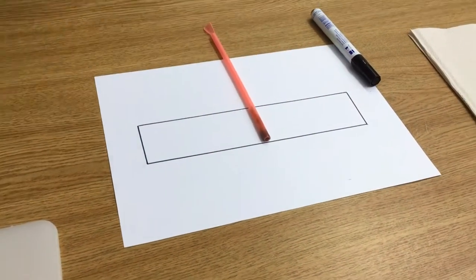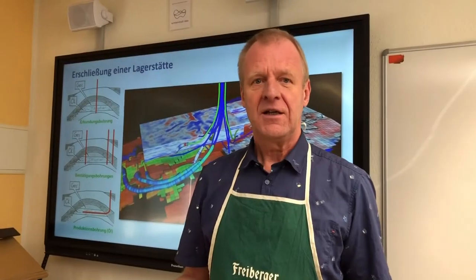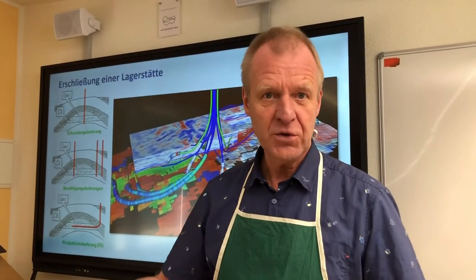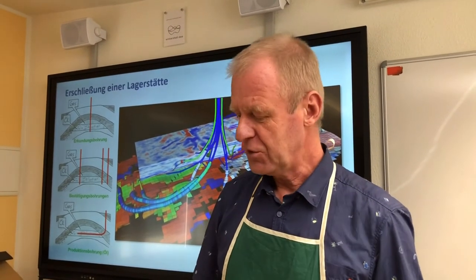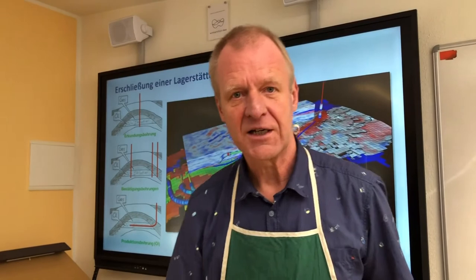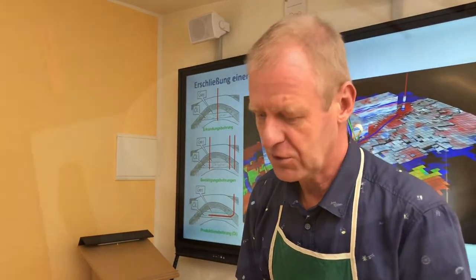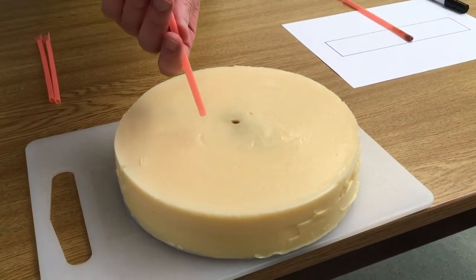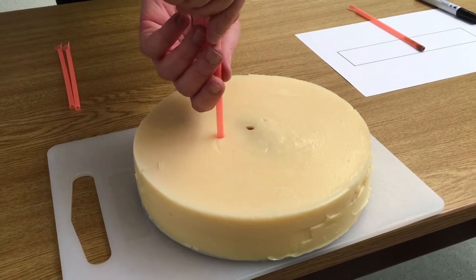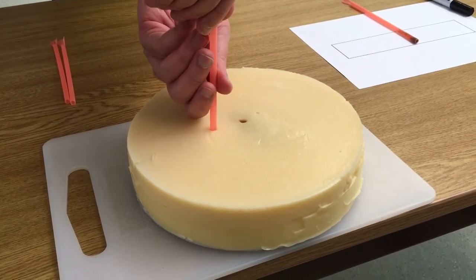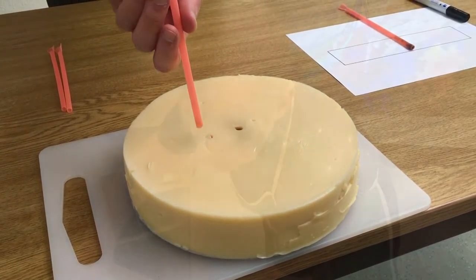Now the next question arises. We want to know if it is a good reservoir and whether this deposit is worth producing commercially or not. To determine that, we need to recover more samples from different parts of the deposit. Hence, we need to drill more holes. These holes are called confirmation or appraisal wells. So we drill another hole again and we take another core.